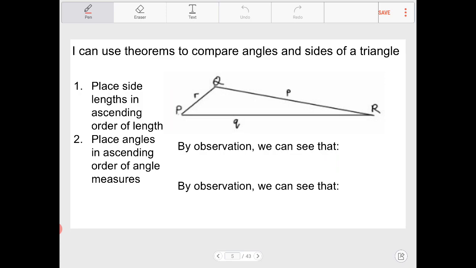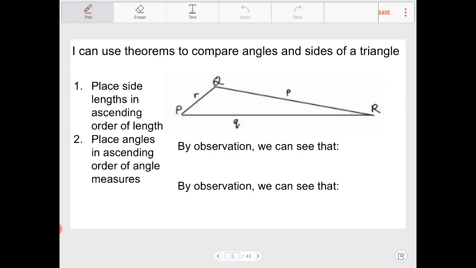All right, we're going to do the same thing with this triangle here, which is not a right triangle, it looks to be an obtuse triangle. And again, just by observation, see what you can gather, placing the side lengths in ascending order, and then the same thing with the angle measures. Pause the video, see if you can do this. So hopefully you guys had some time to go about this.